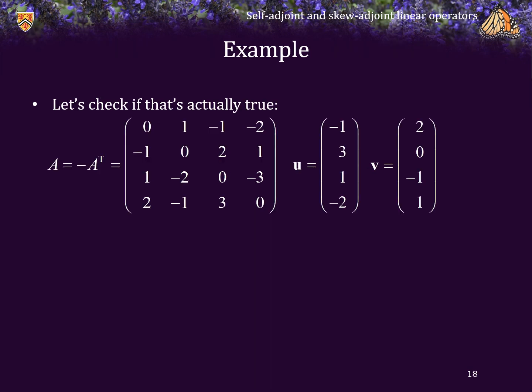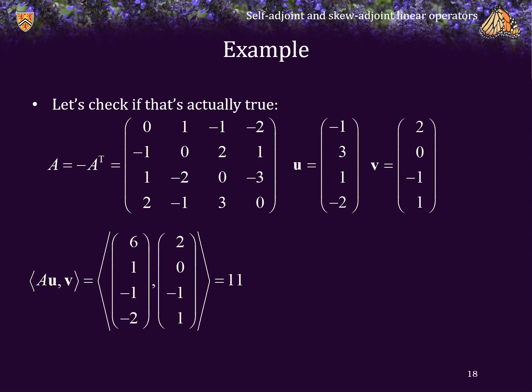Let's check if this result is actually correct. Here we see a skew-symmetric matrix. That is, all the entries on the diagonal are 0, and any entry off the diagonal is equal to the negation of the entry in the reflected position through the diagonal. So, for example, entry 2, 4 is 1, while entry 4, 2 is negative 1.